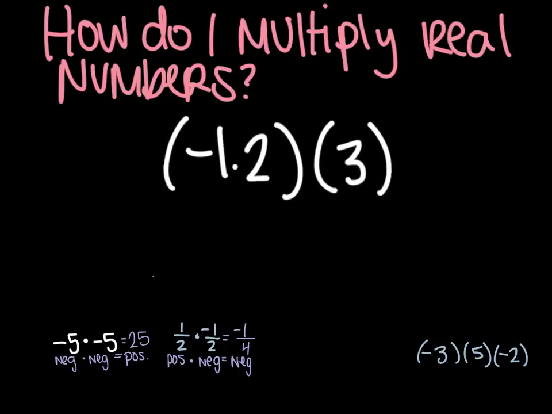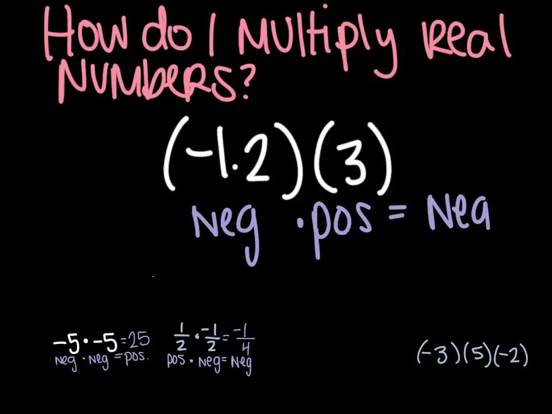This one we have a negative times a positive. And that will give me a negative answer also. And so when I multiply this one, I end up with an answer of -3.6.